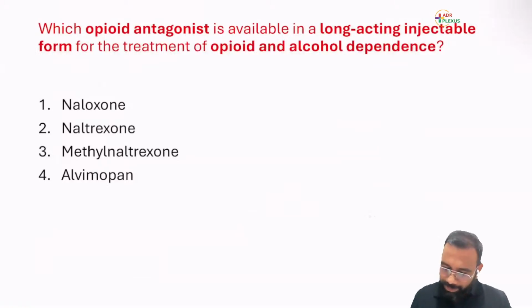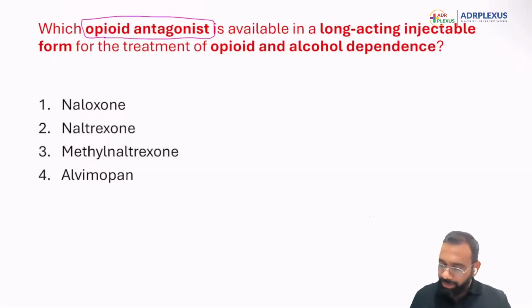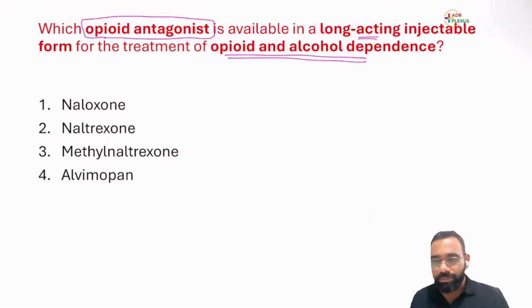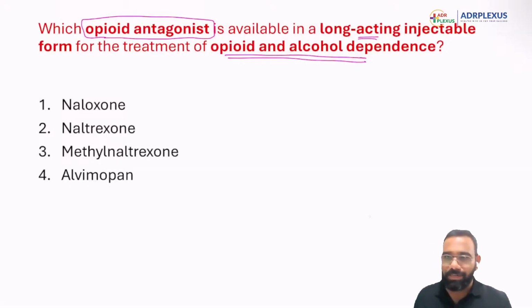Now come to the next one, opioid antagonist. Which opioid antagonist is available in long-acting injectable form for the treatment of opioid and alcohol dependence, for both? Yes, it's naltrexone. It's not naloxone, Swatika. It's naltrexone. Don't get confused. Both opioid and alcohol dependence. I'm not asking about opioid poisoning. I'm asking about opioid and alcohol dependence. So that is naltrexone. Again, utmost important for INI.